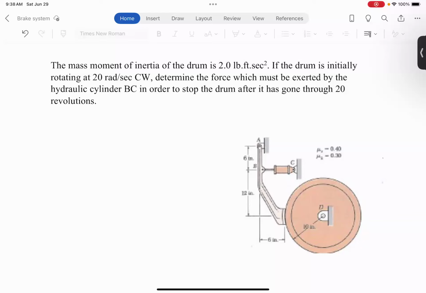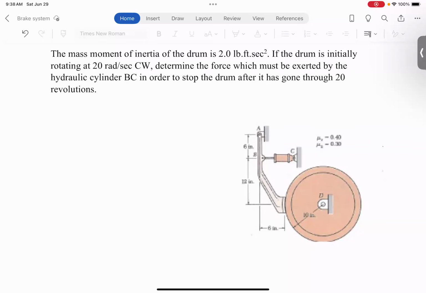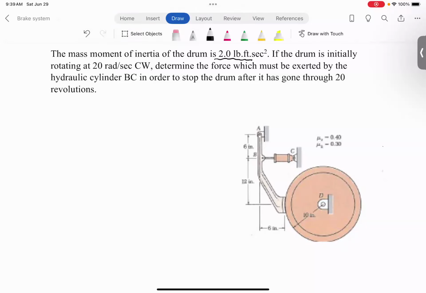So you see in this problem we have this. So basically this is a brake system. So we have a disk that has a mass moment of inertia of 2 pound-foot-second square. That's the unit of mass moment of inertia in the US customary system of units. In the metric system, mass moment of inertia has units of kilogram meter squared.